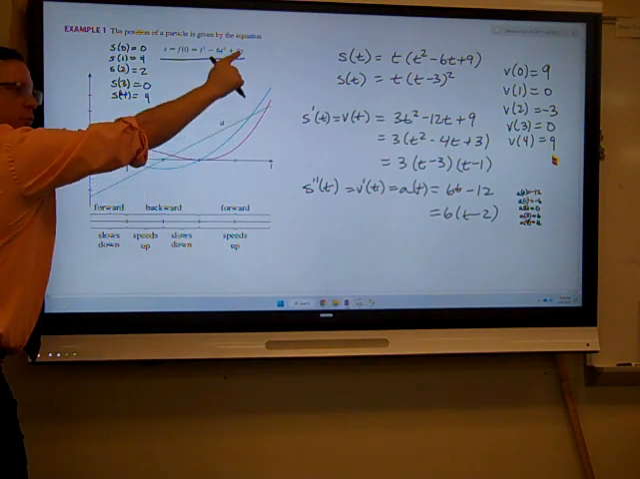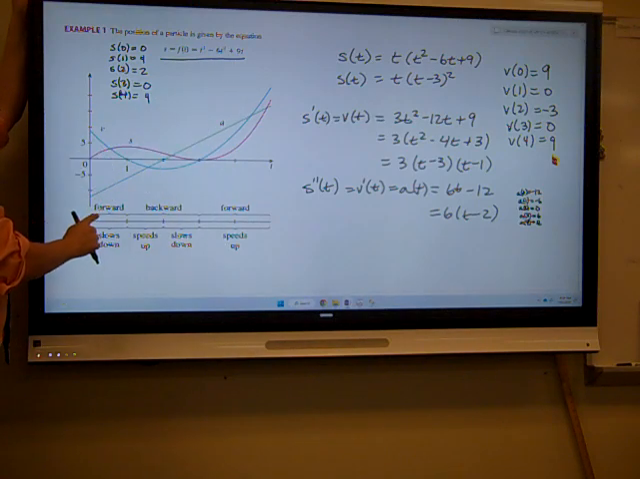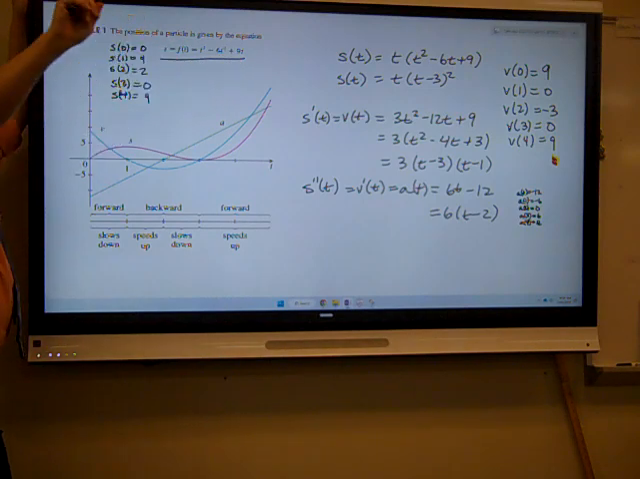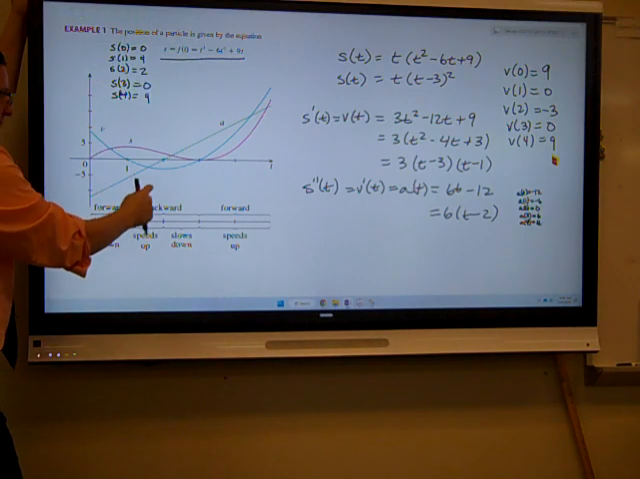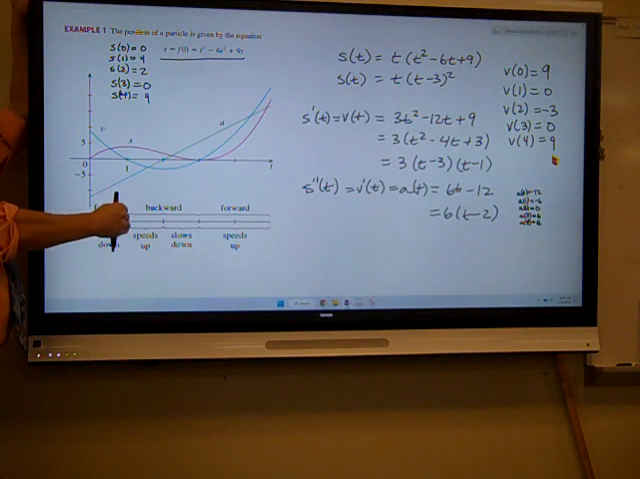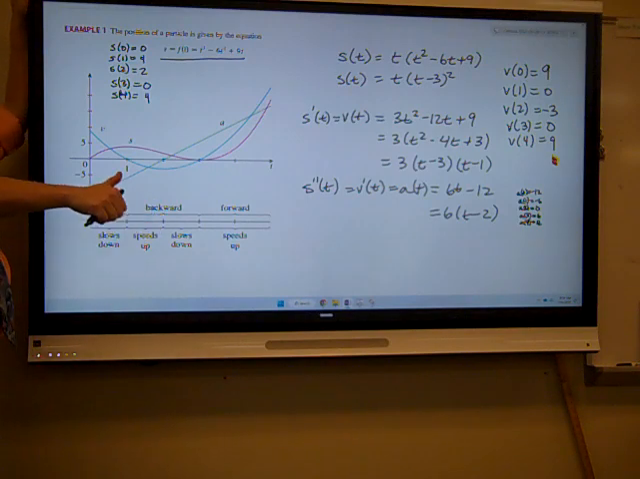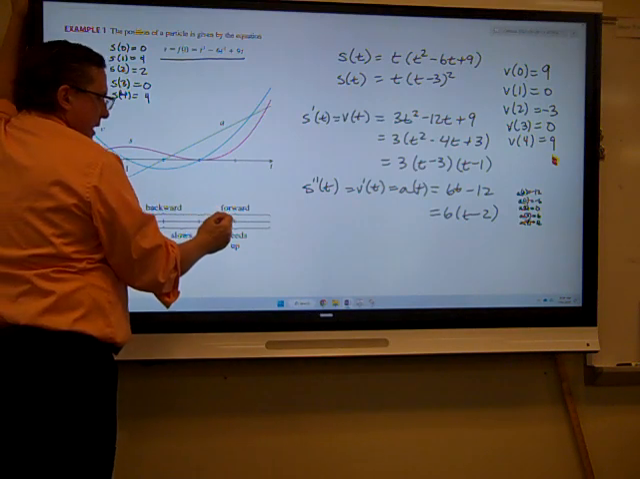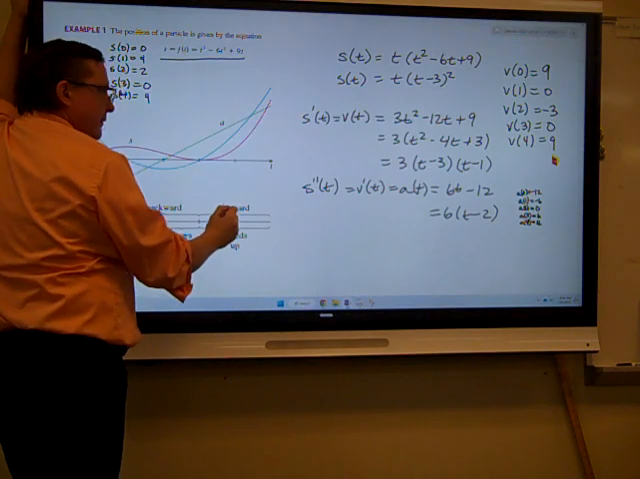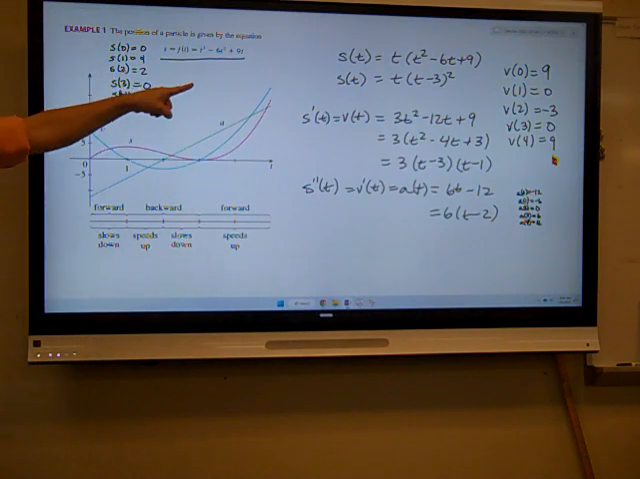Look how that compares to the blue curve. Positive velocity means it's going to the right. Forward or to the right, same thing. Then the blue curve is below the x-axis. It's either going backwards or to the left. All right, then the blue curve's above. It's going forward. All right.